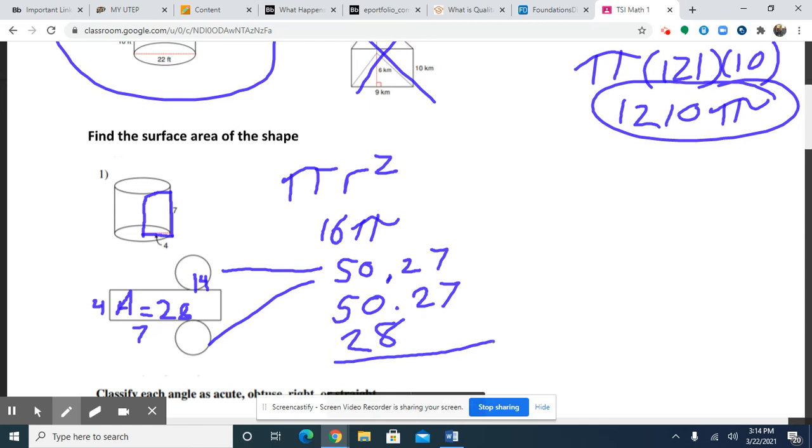So we're going to go ahead and add all of these together to find the surface area, which in this case would be 128.54.